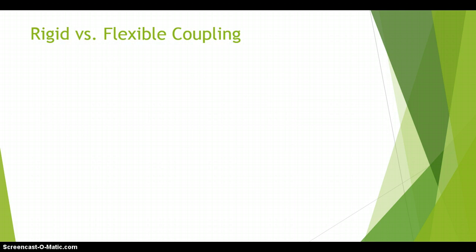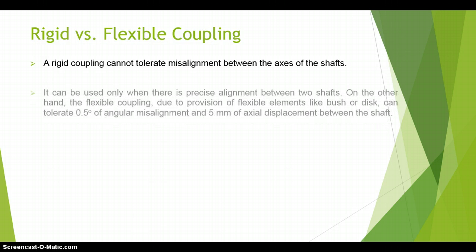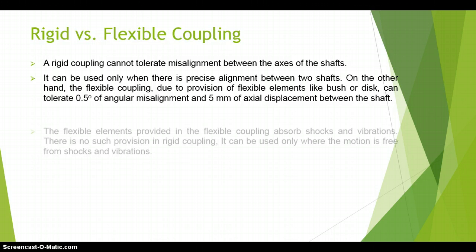Now let us compare rigid versus flexible coupling. Rigid coupling, as we discussed, cannot tolerate misalignment between the axes of the shafts. It can be used only when there is precise alignment between two shafts, whereas flexible coupling, due to the provision of flexible elements like bush or disc, can tolerate angular misalignment and 5 mm of axial displacement between the shafts.